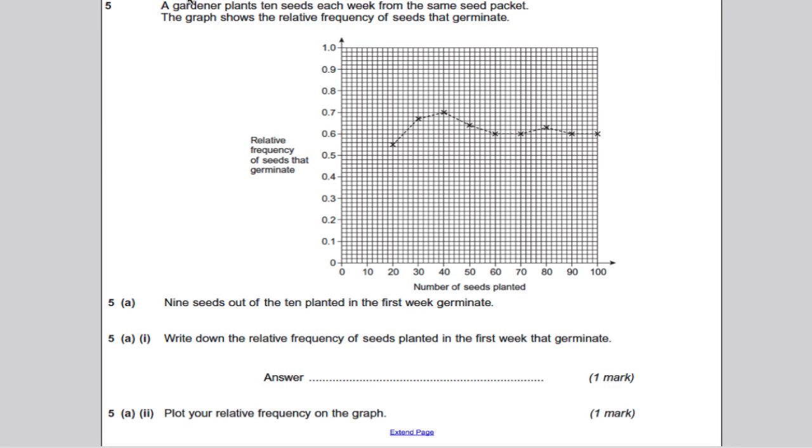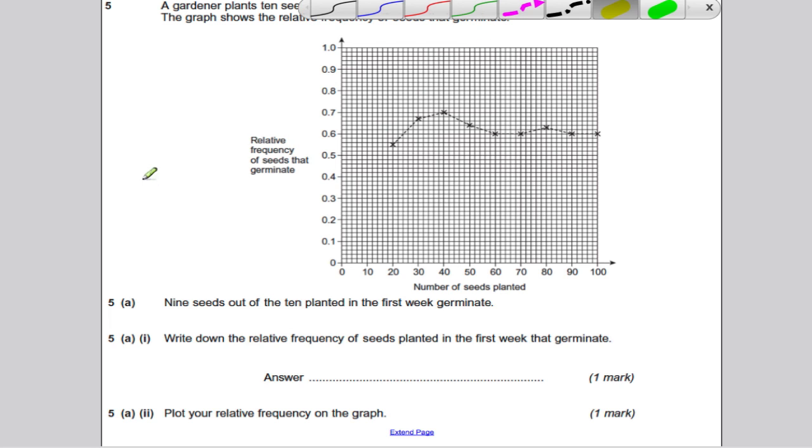Question 5. A gardener plants 10 seeds each week from the same seed packet. The graph shows the relative frequency of seeds that germinate. It says 9 seeds out of the 10 planted in the first week germinate. Write down the relative frequency.